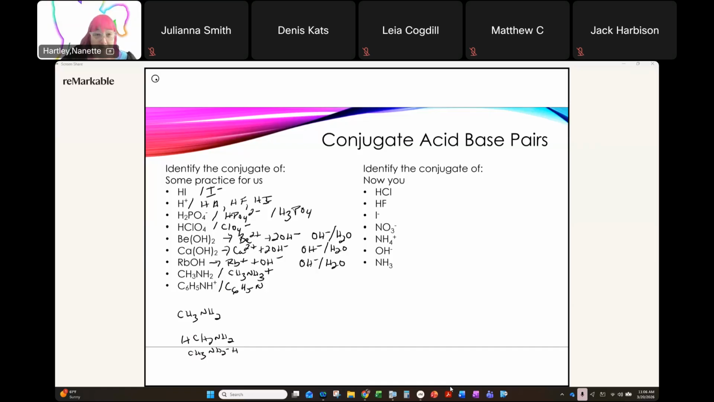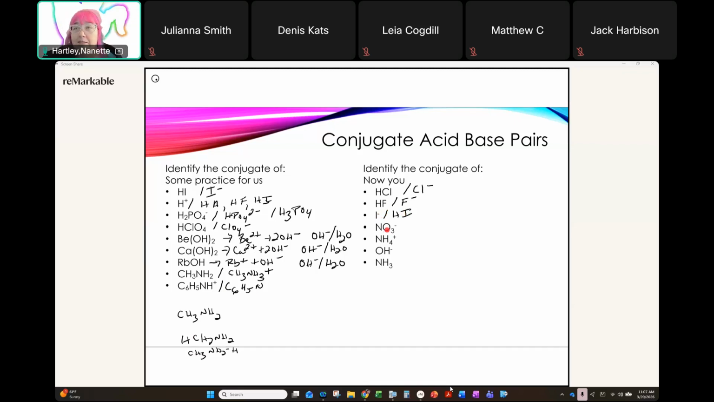Now, some more practice based on everything that we've just done. So, HCl. I'm going to snap a proton off of that. That's going to be a Cl minus. So, acid, base. HF. I take a proton off of that. So I've got my acid as HF and my base as F minus. I have an I minus. No proton anywhere. So I need to put a proton back on it to make it HI. This is a base. This is the acid because I added the H plus to it.